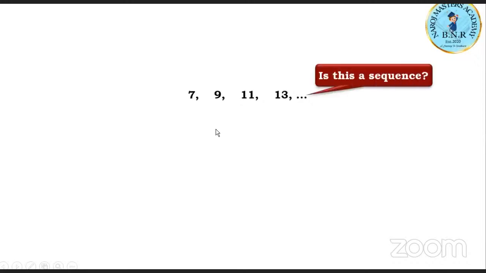Now look here: 7, 9, 13. Is this a sequence first of all? Can you guess? No, sir. What is the difference here? 4. No, 7 to 9.